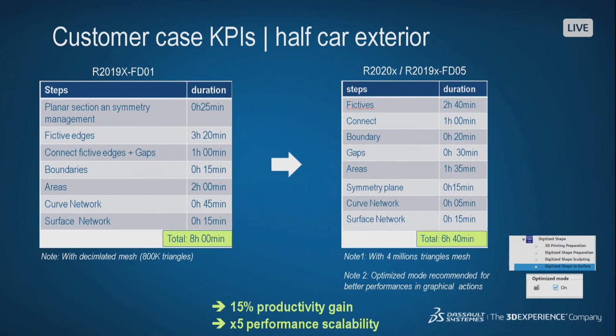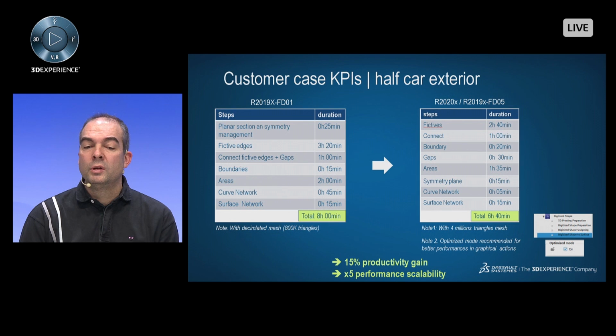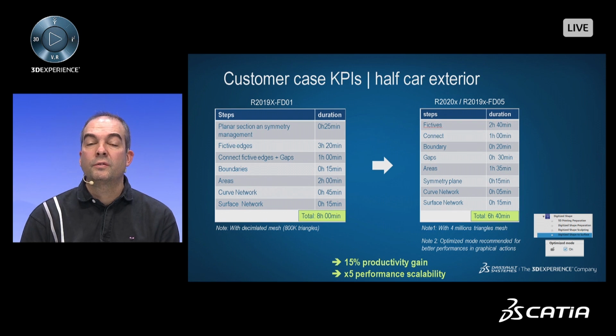On 20X now, thanks especially to the improvements in the curve network preparation, all the improvement from these functions, we are able to decrease to 6 hours and 40 minutes. But this time we did not decimate the scan, so it means we have also improved the performance scalability of the app itself, independently from the productivity. So in terms of figures, it means we have 15% productivity gain for 20X on the workflow and five times better performance scalability.